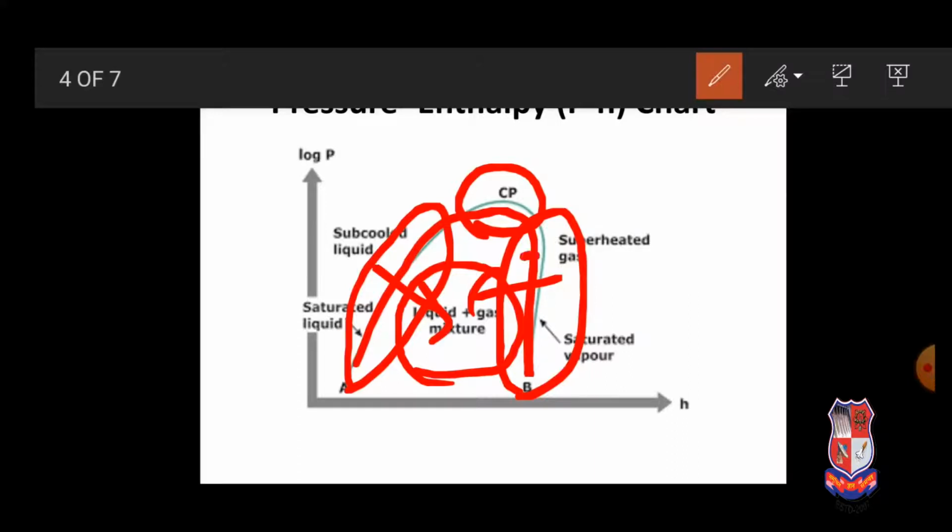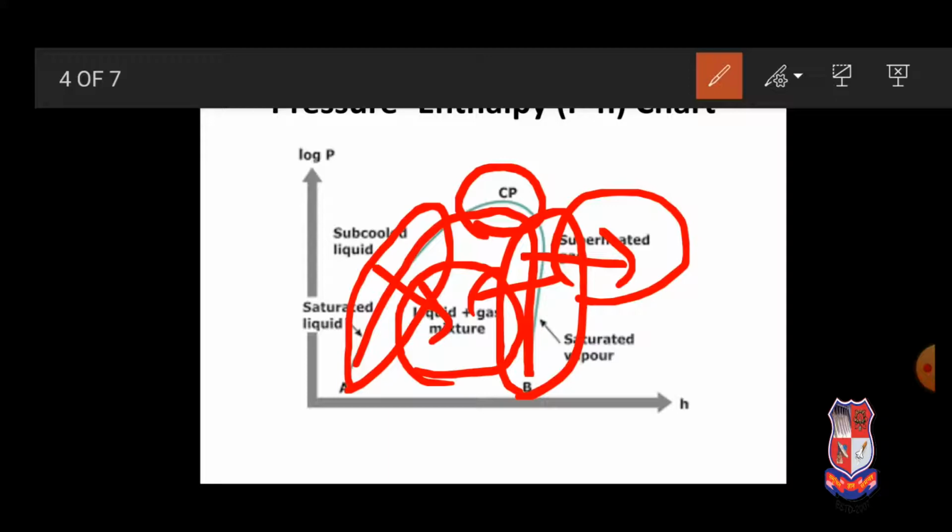Now the right side of the saturated vapor is called the superheated region. Superheated means what? Superheated vapor means that saturated vapor is heated one more time, so it becomes a superheated vapor.